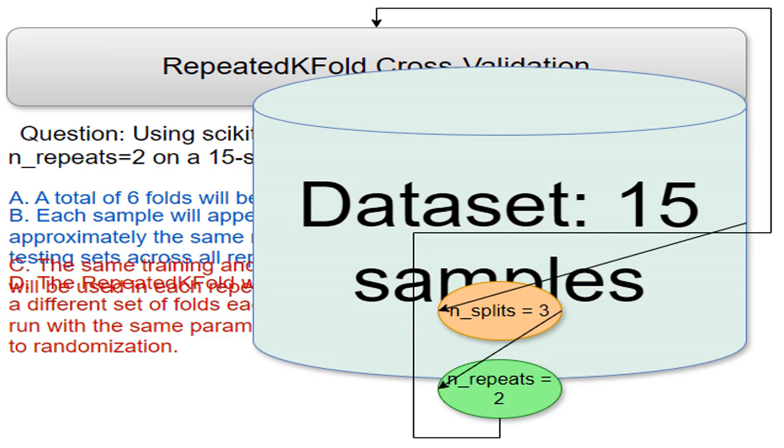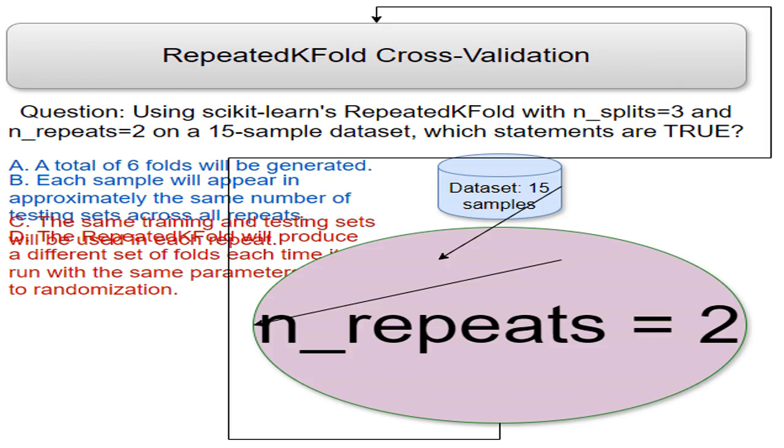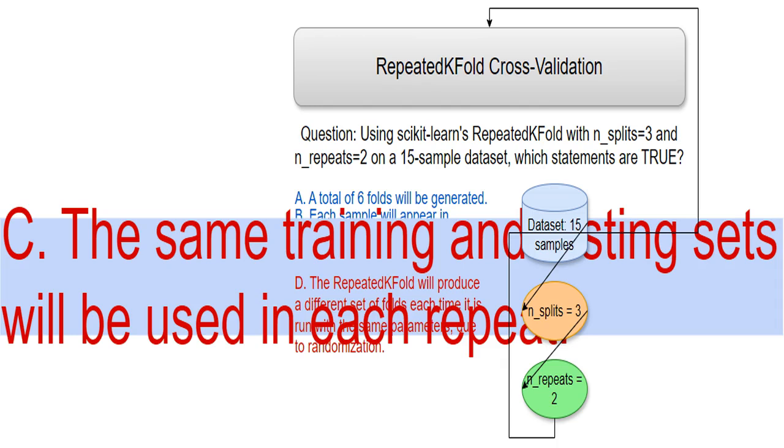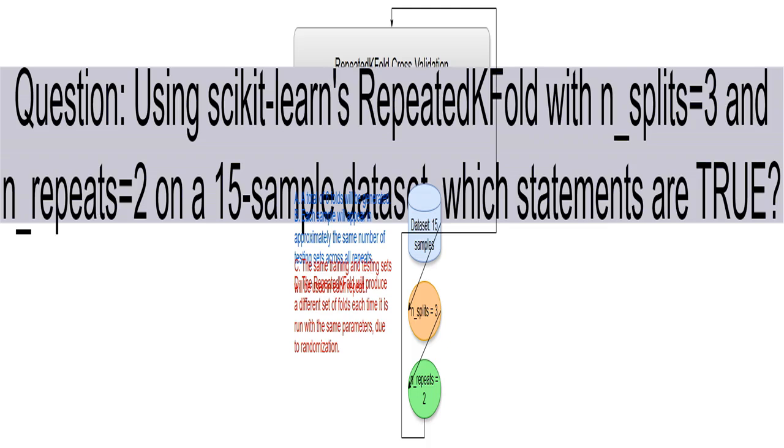This tells RepeatedKFold to split the data into 3 parts, folds, for each repetition. We use 2 of the parts to train and 1 part to test. This means I'll repeat that 3-part split process 2 times. I have a dataset with 15 samples, data points, to work with. That's right. Because I'm doing 3 splits and repeating twice, I get a total of 3 times 2 equals 6 folds.